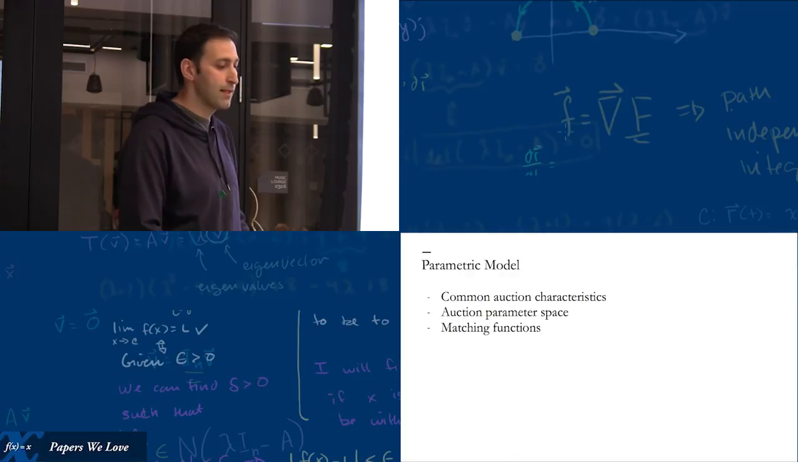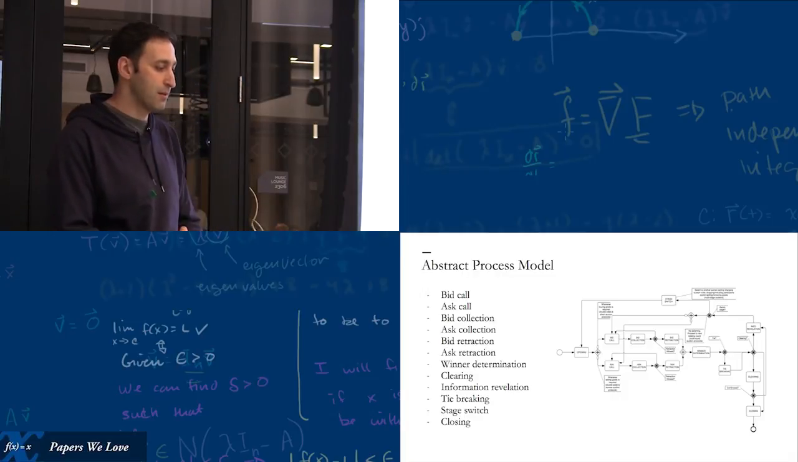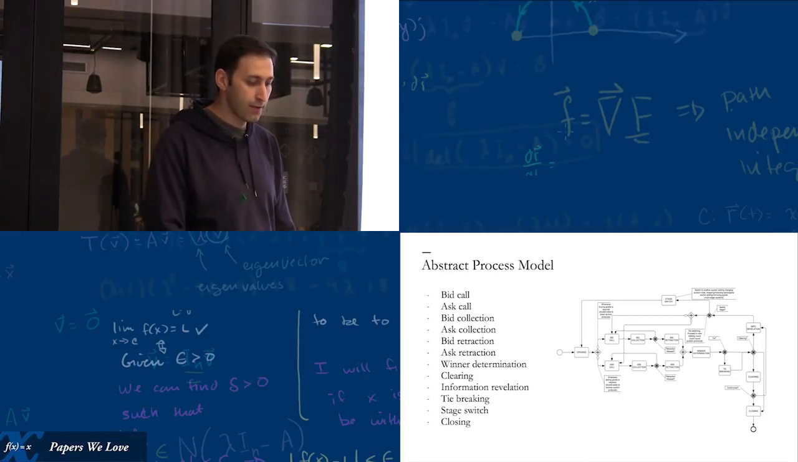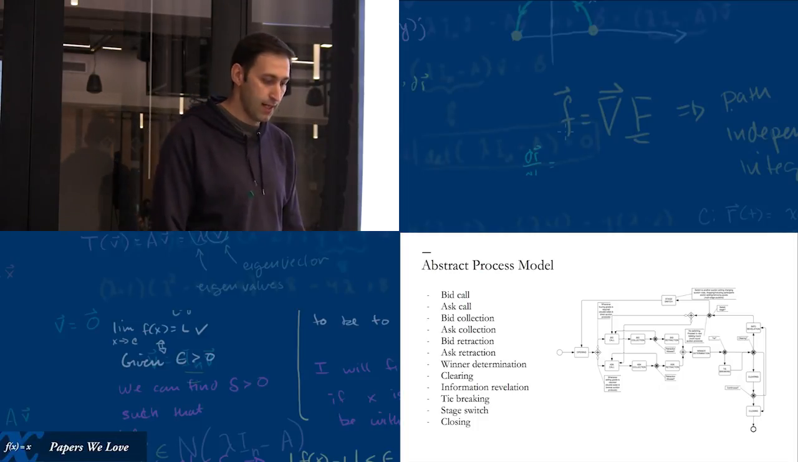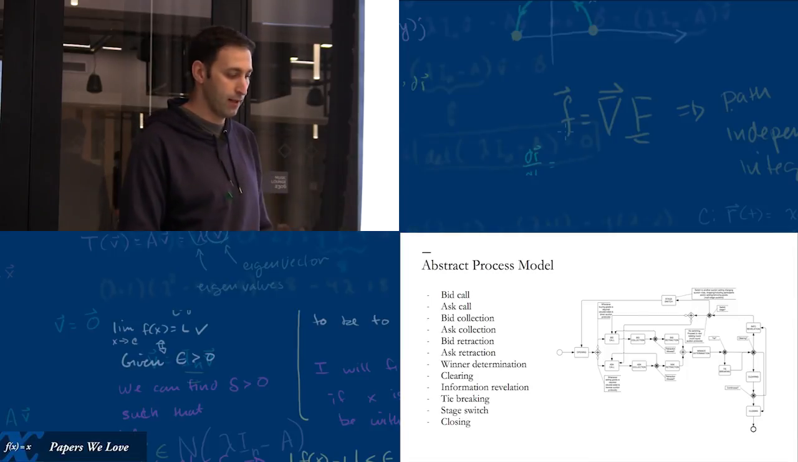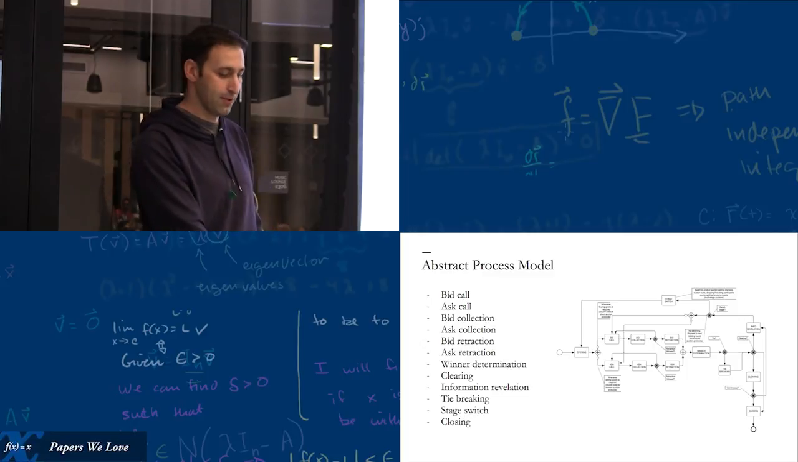There is another model that's based on process. It's called the abstract process model, and it tries to define all the actions that are possible in there, and you have things like bid calls, ask calls, collections, and so on. And it tries to resolve all this in a generic way, tie breaking and others. So there are nice diagrams if you're interested in looking at that.